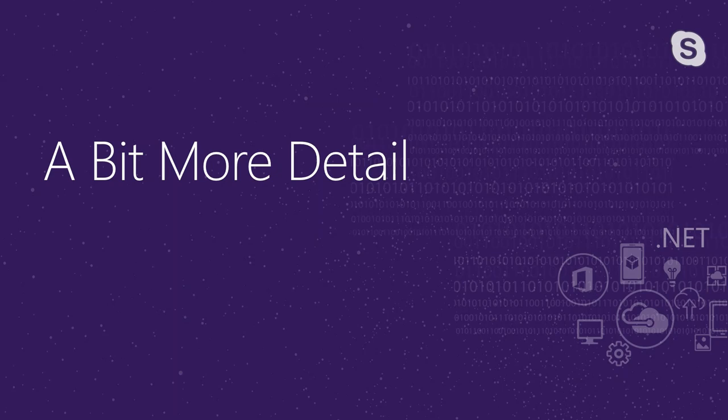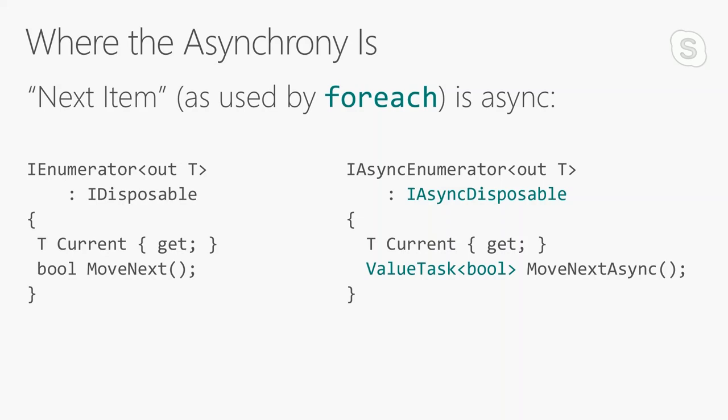I want to go into a little bit more detail before we dive into the more general use case. And one of the things that I want to talk about here is a couple of the new types. The actual shape of the async enumerator type is it is implementing IAsyncDisposable instead of IDisposable. And that's necessary to allow asynchronous cleanup. And that's all I'm going to say about asynchronous disposal today, except to note that, hey, it is actually part of the language. And the other type here is that it's returning a ValueTask of bool from MoveNextAsync.